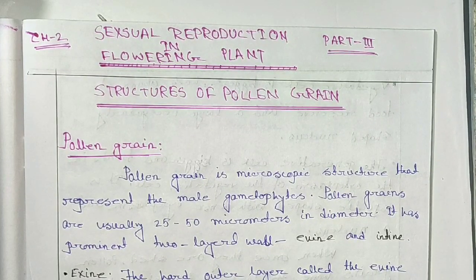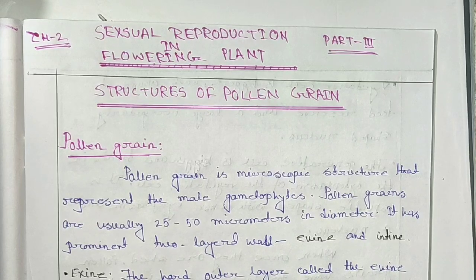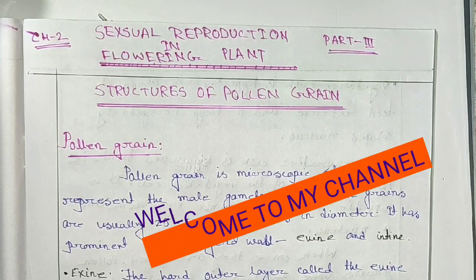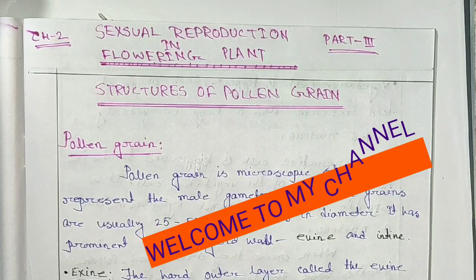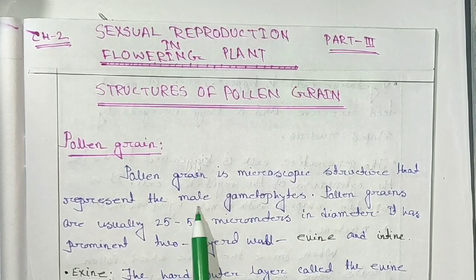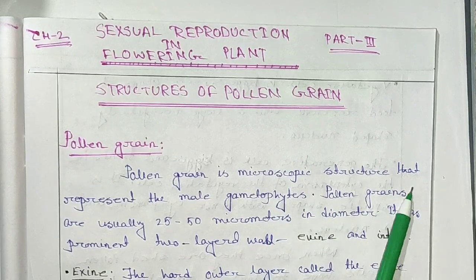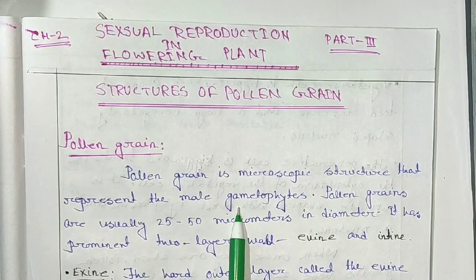Today we will discuss another part of the second chapter, that is sexual reproduction in flowering plants. So today we will discuss the pollen grain. So what is a pollen grain? A pollen grain is a microscopic structure that represents the male gametophyte.